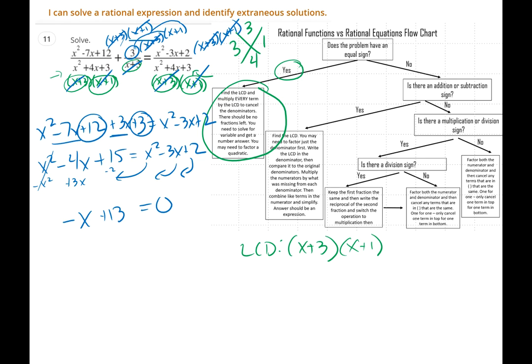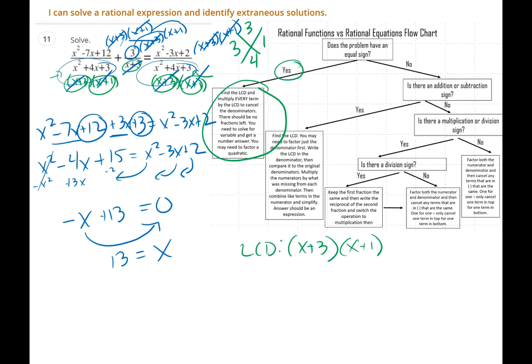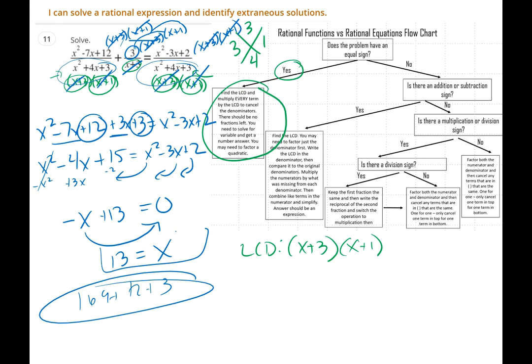I probably didn't need to do that, because I'm going to have to move it back over since I stopped being quadratic. So I'm going to go ahead and add the x to the other side. So my x value is 13. I have to make sure that that doesn't make a 0 here. And let's see, 169 plus 12 plus 3 is definitely not 0. So this is definitely a good answer.